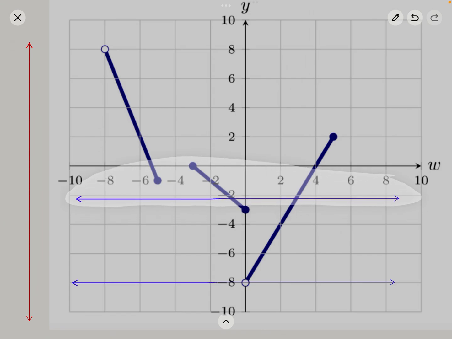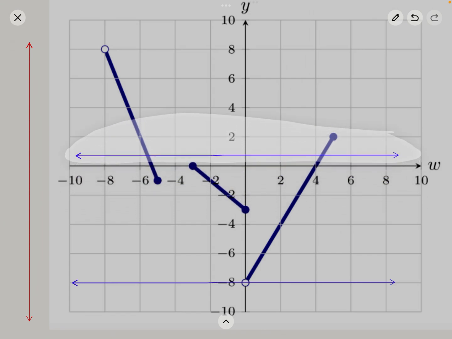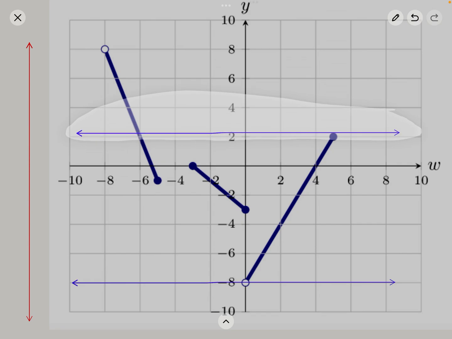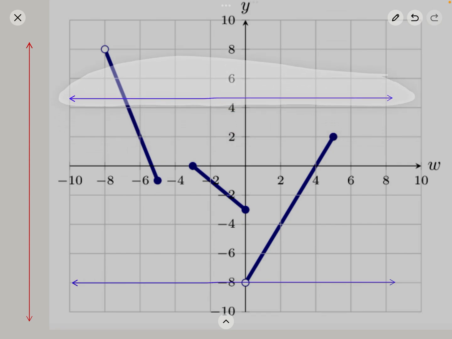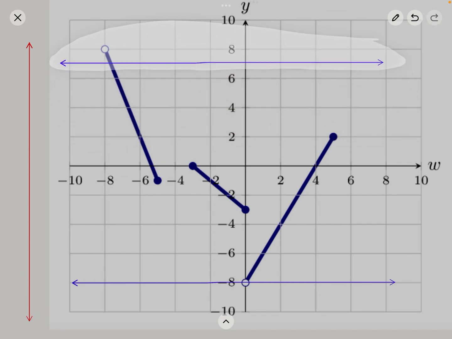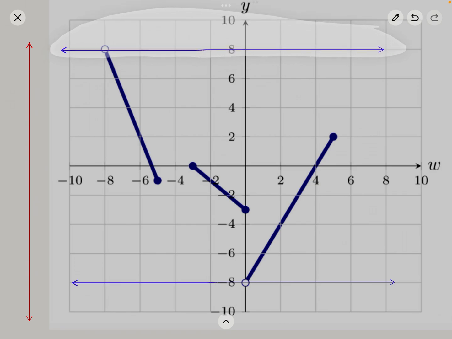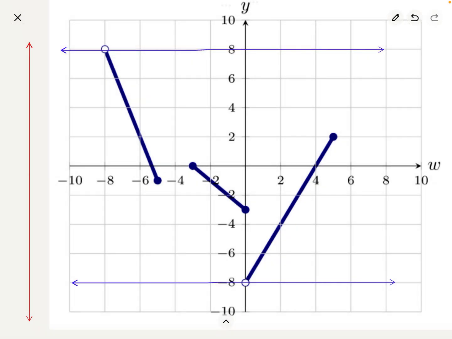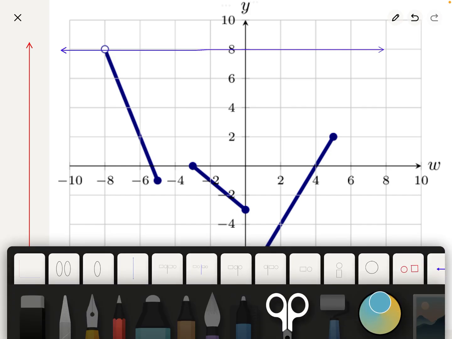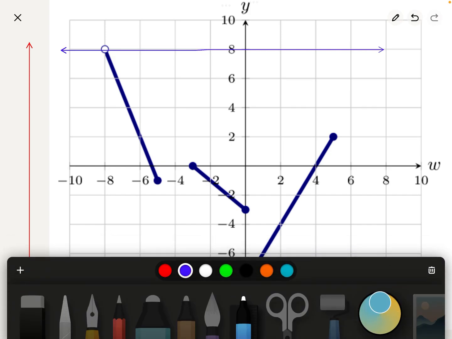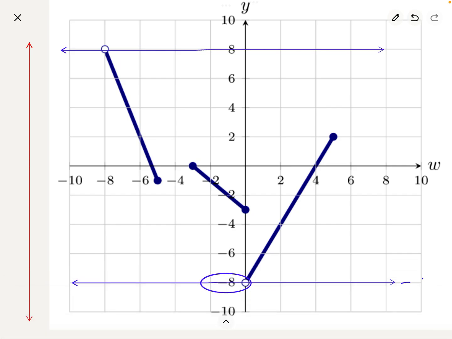And you can see I keep moving it, I keep moving it because I'm always touching the graph in at least one spot. And I keep moving it until I get all the way up to the output line of 8. And that's where I would end it. So the output for this range would be, we start at a -8 and we go up to a +8.